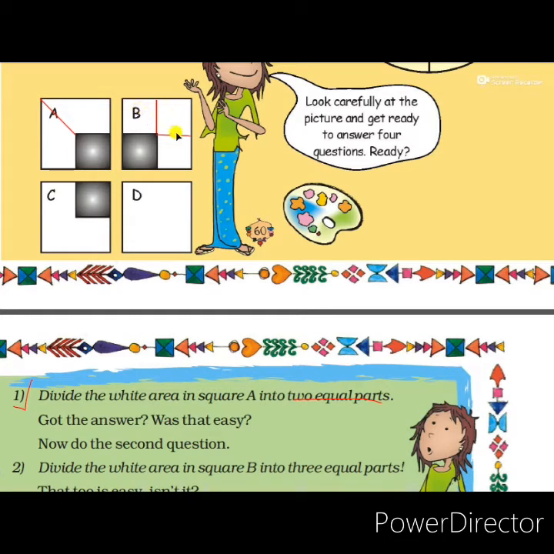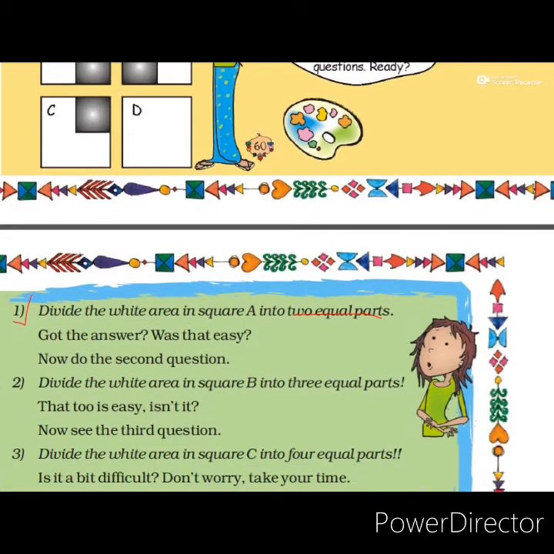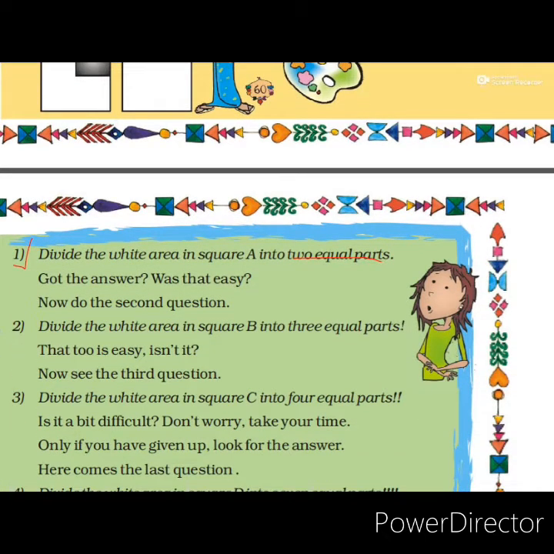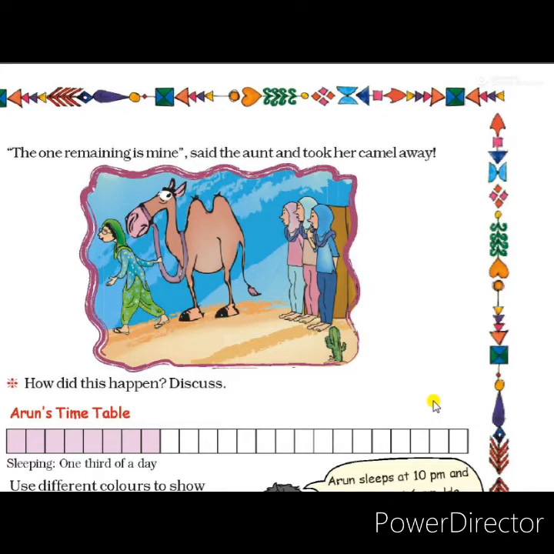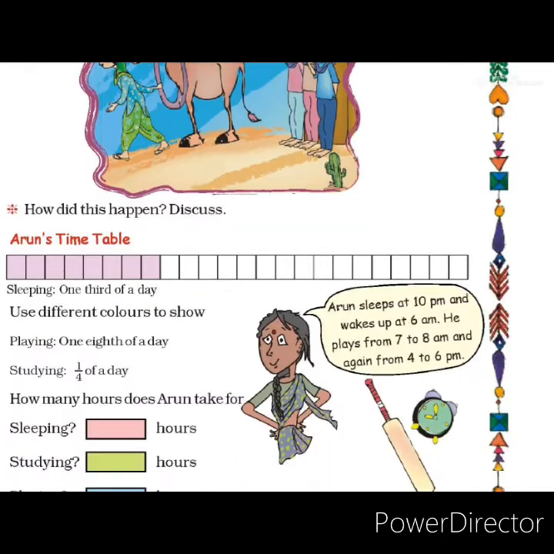Now question 3, divide the white area in square C into 4 equal parts. Students, this is a little bit difficult. The clue they have given on page number 68, I will show you with the help of that diagram. Page number 68, that is where they have given the clue.